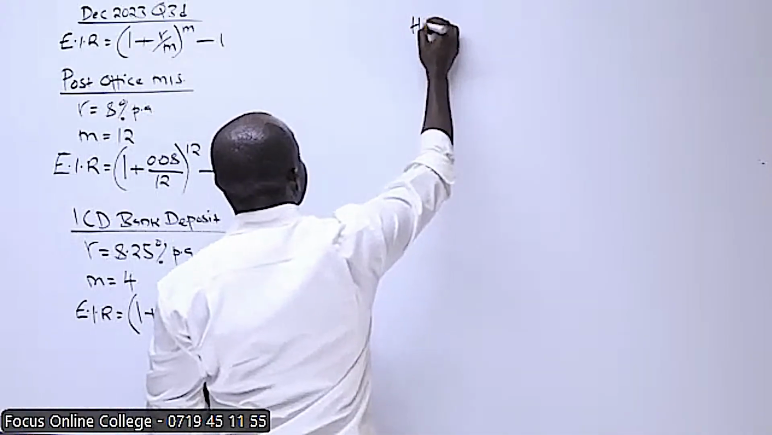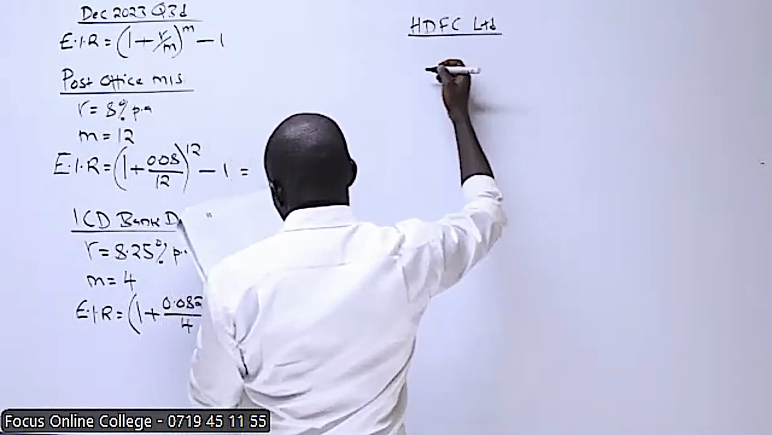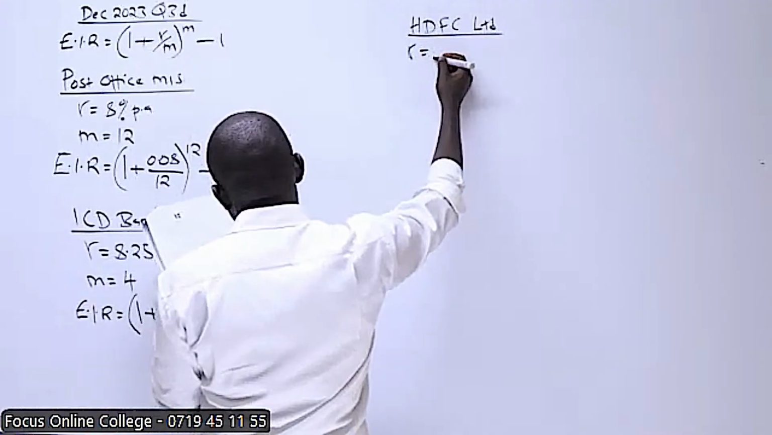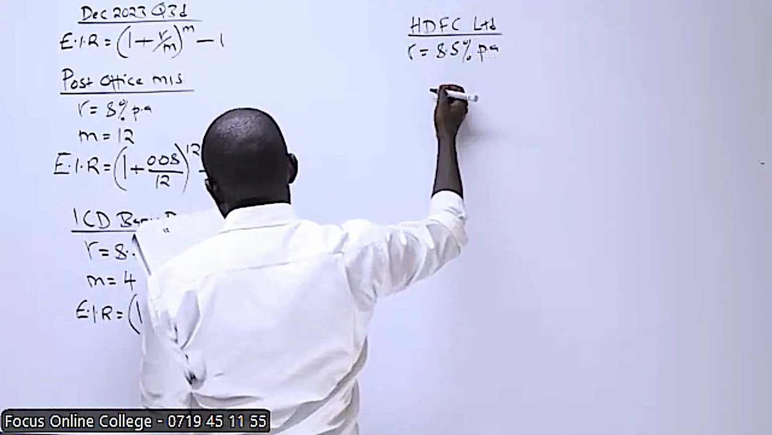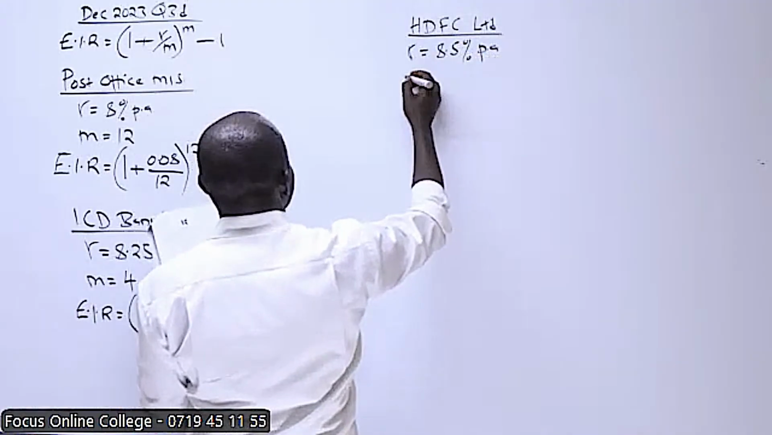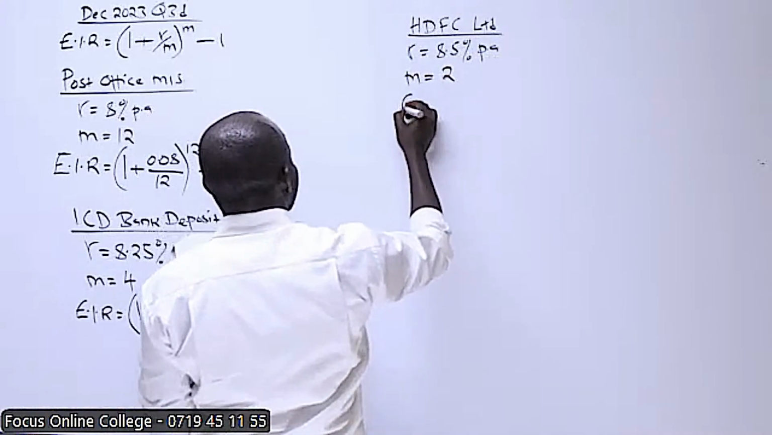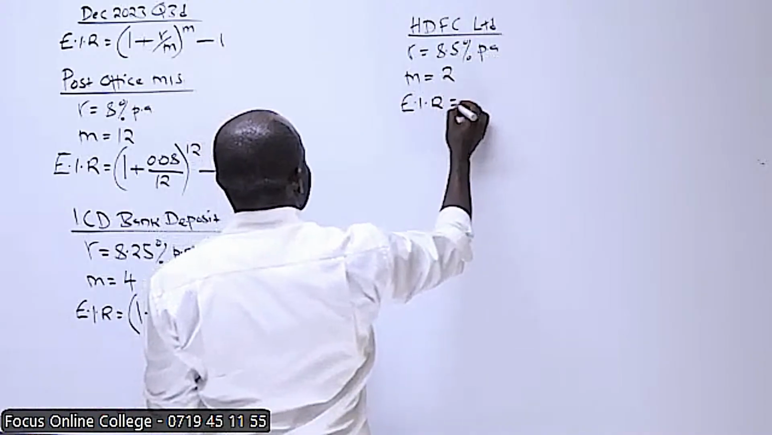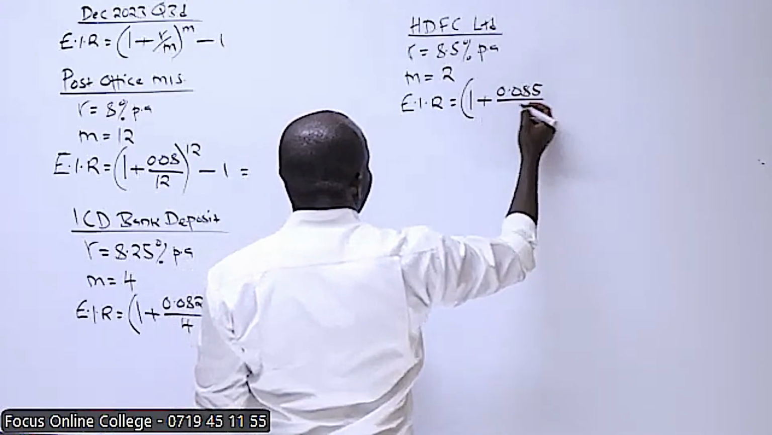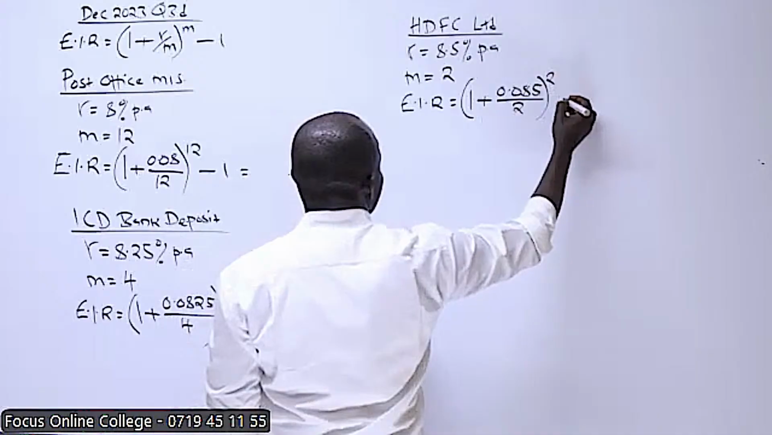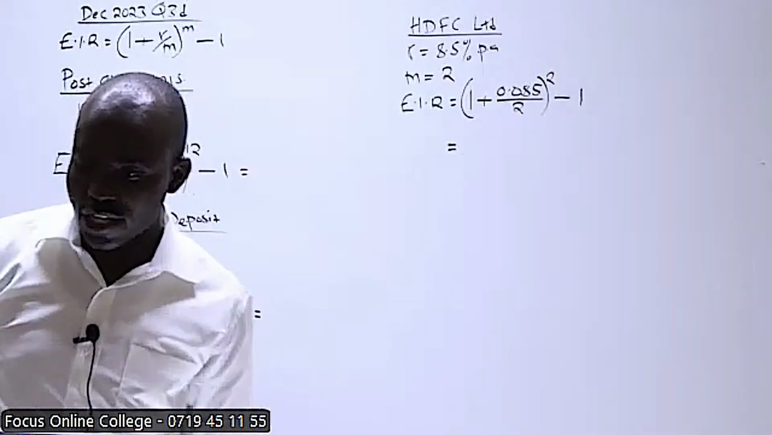HDFC Limited. Here the nominal rate is 8.5% per annum and half yearly. So here compounding occurs semi-annually, so it must be 2 times in a year. Effective interest rate is equal to 1 plus 0.085 over 2, power 2, minus 1. So now let's compute.